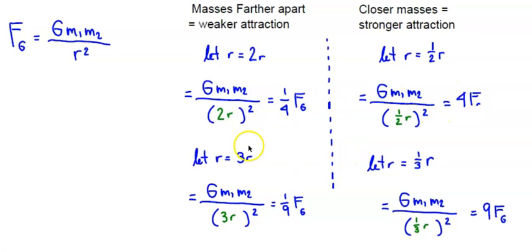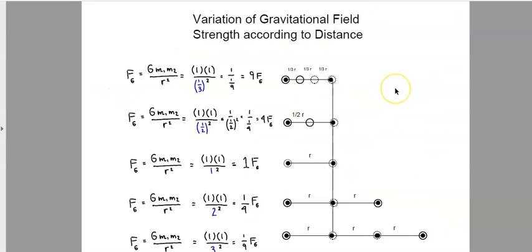If you moved 3 times farther away, you have 1/9 the strength. However, if you move to 1/3 of the original distance, you now have 9 times the original strength. Let's take a look at a chart I made to explain this. Here's the chart variation of gravitational field strength according to distance. We're going to start here in the middle.